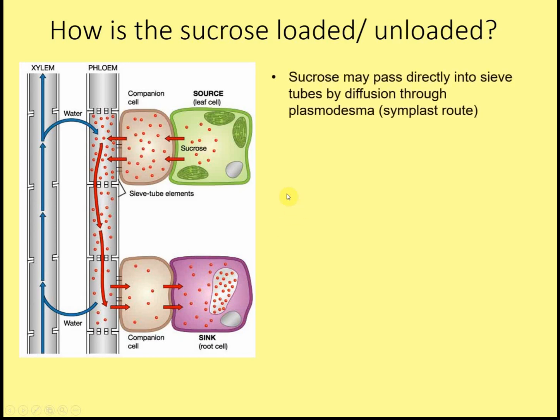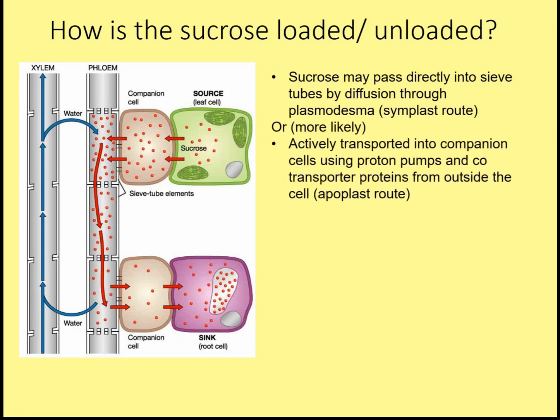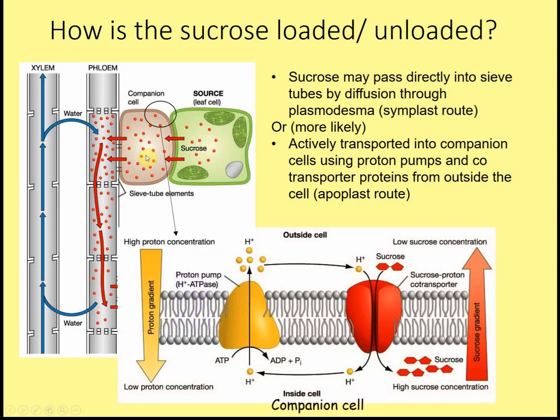So, key things: it can pass in by diffusion if there's a loss of sucrose in the source cell, but more likely is that there's going to be active transport using something called a proton pump and co-transporter from outside the cell into the companion cells. Now this uses two specific types of protein. We've got a proton transporter here, which is an active transport protein, and we've got a co-transporter protein here.